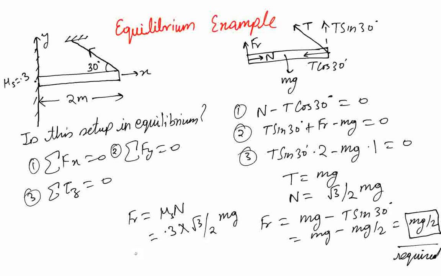This is the required value, and this is the maximum friction, which is less than the required value, which means the system is not going to stay in equilibrium. Instead, the beam will slide down. So again, we just did the same thing, wrote the equations in terms of forces and torque, and solved the problem.